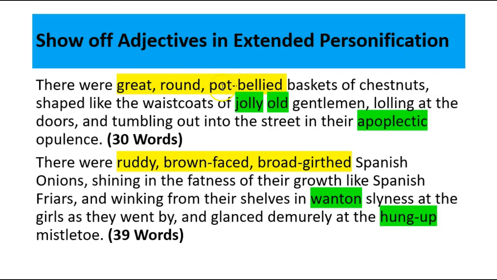And play around with this. Stick words together to make new ones and overload your descriptions with adjectives like this. It's really powerful, especially if you do it with personification.